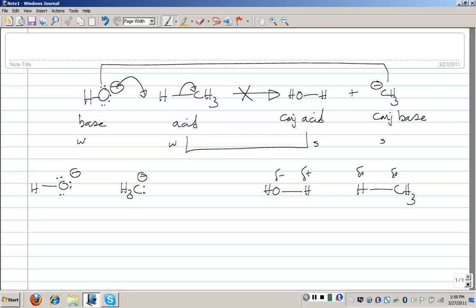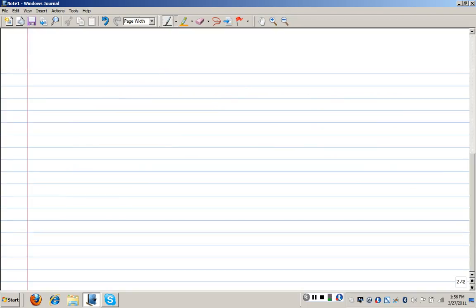So what if we had the reaction between, for example, let's say NH2 minus and say H2O? Right? What would happen if I mix NH2 minus with H2O? Would I get a reaction? Well, I'm going to ask the question: what role would NH2 minus play? What role could water play?